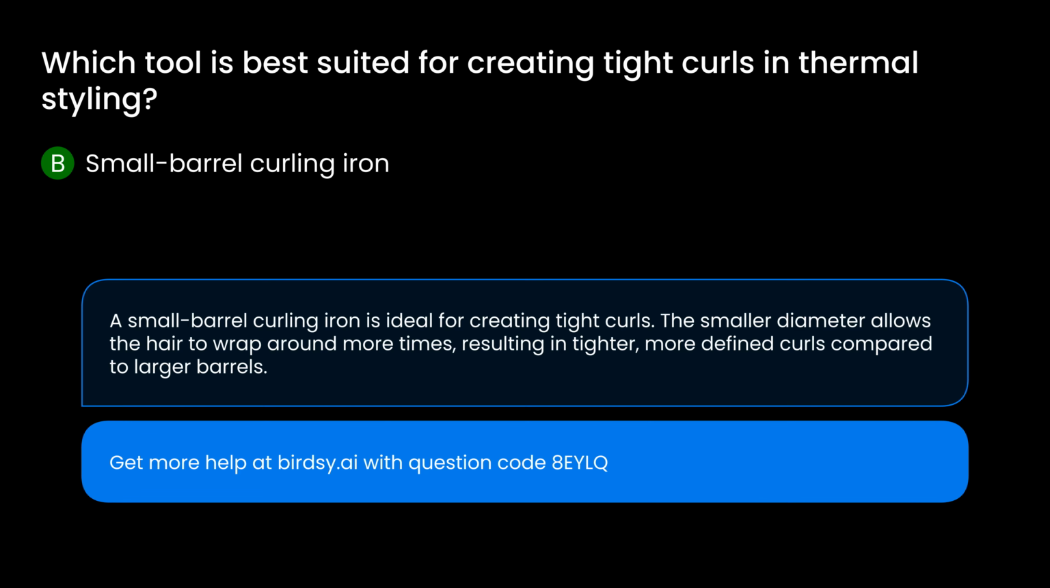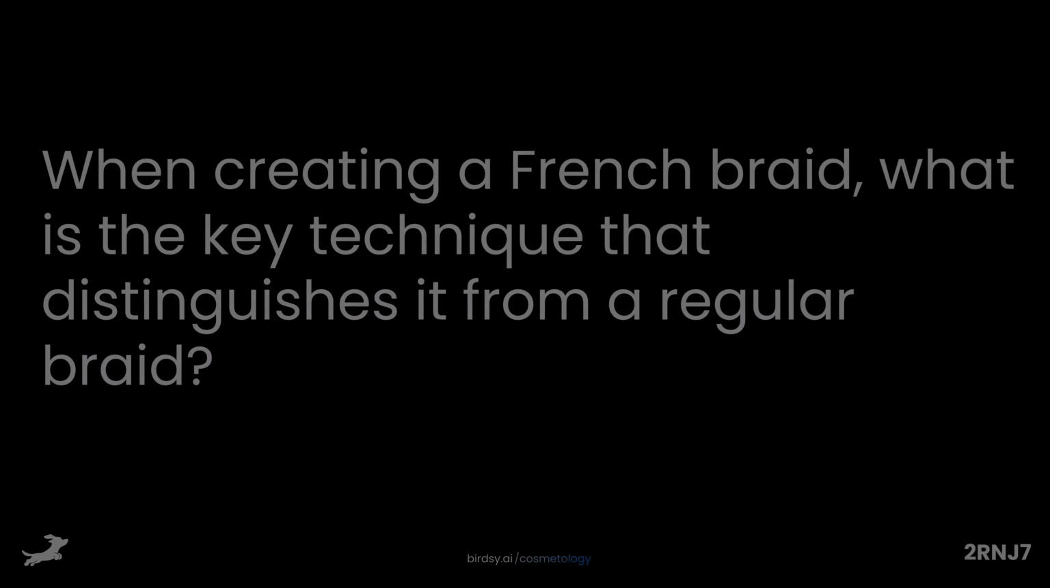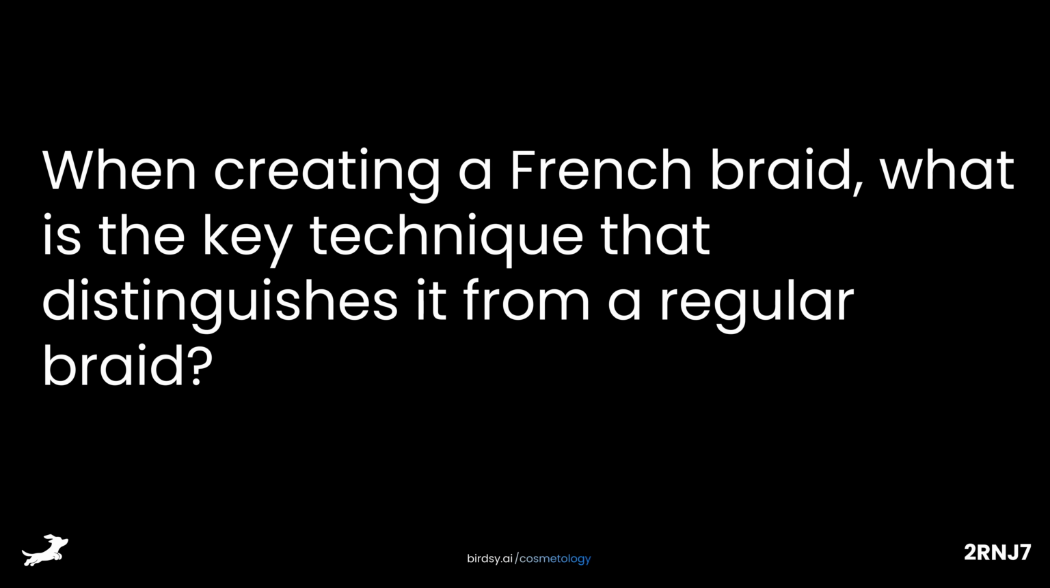A small barrel curling iron is ideal for creating tight curls. The smaller diameter allows the hair to wrap around more times, resulting in tighter, more defined curls compared to larger barrels. When creating a French braid, what is the key technique that distinguishes it from a regular braid?